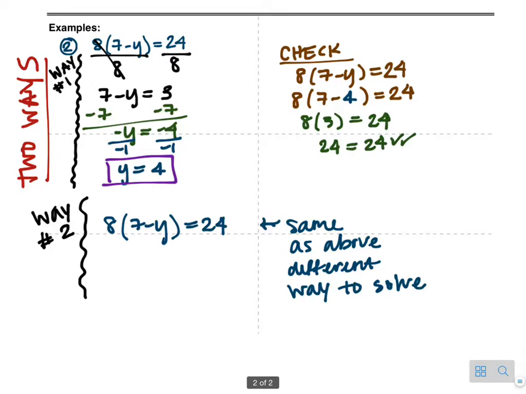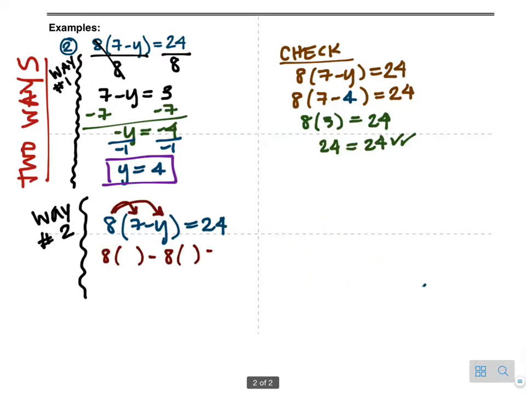So 8 times the quantity of 7 minus y is equal to 24 can be solved in the following way, using distributive property. So the 8 can distribute to the 7 and also to the y. So I'm going to plug in and find out. I was a little fast. We'll go back a couple steps.